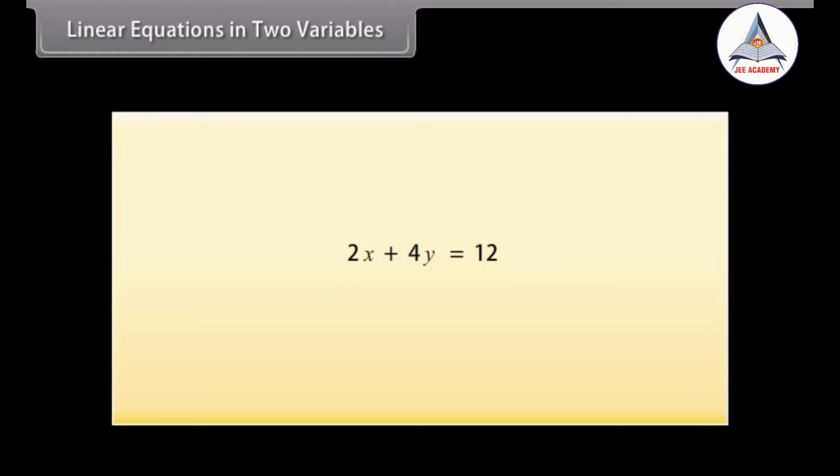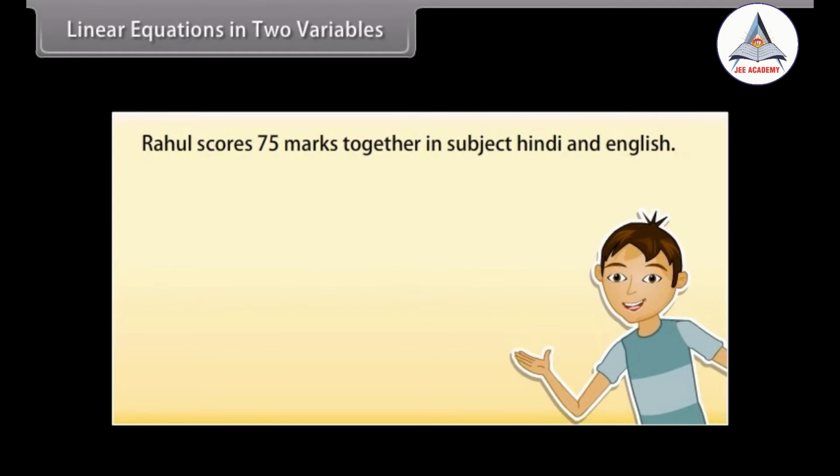Linear equations in two variables. A linear equation can have more than one variable. Here we will study the linear equations in two variables. Let's take an example. Rahul scores 75 marks together in the subjects Hindi and English. Now how can we express this information in the form of an equation?